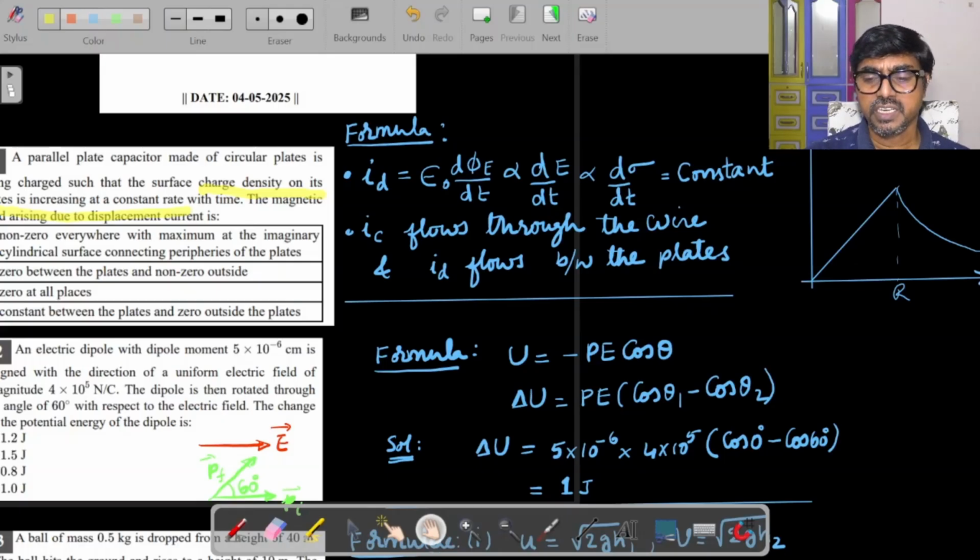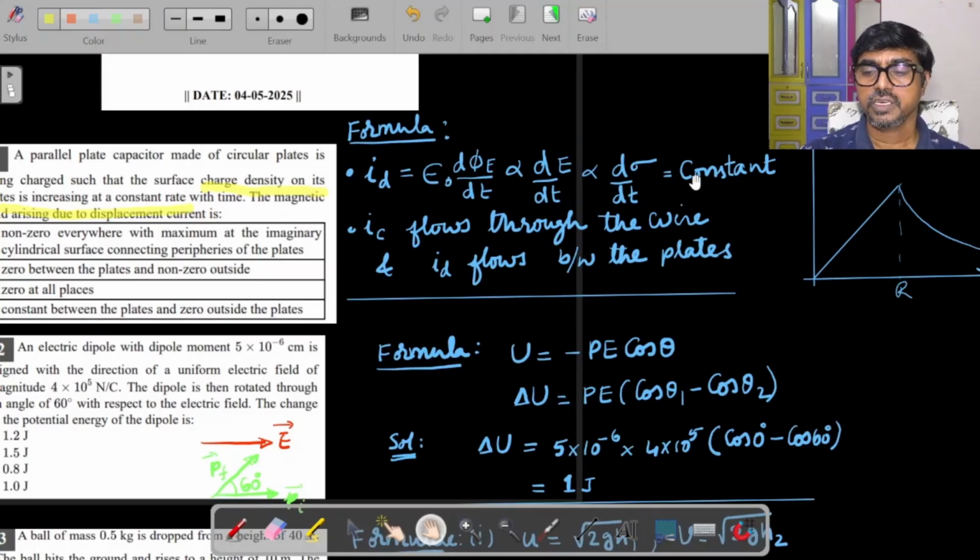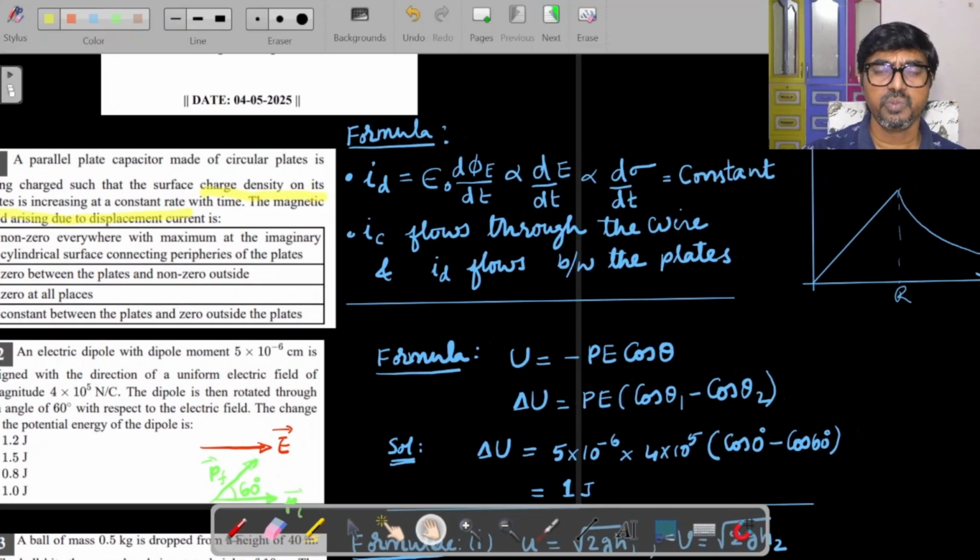It's only the unsteady electric field producing displacement current. So flux is proportional to electric field, and electric field in turn is proportional to charge density, which is said to be increasing at a constant rate. So if you take the differentiation of it, you will get a constant. So the displacement current between the capacitor plates is constant. Very good. Conduction current flows through the wire, that's a different thing.